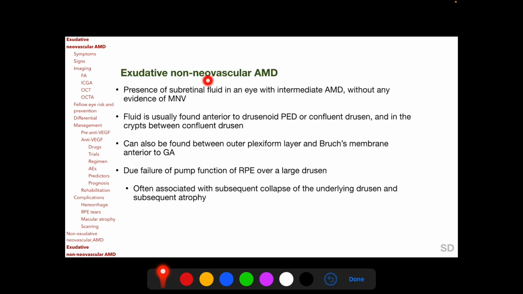Exudative non-neovascular AMD refers to the presence of subretinal fluid in an eye with intermediate AMD without any evidence of neovascularization, and in these situations the fluid is typically found anterior to drusenoid PED or confluent drusen and in the crypts between adjacent confluent drusen, and this is said to occur due to failure of the pump function of RPE over a large drusen, which is not able to remove the subretinal fluid.